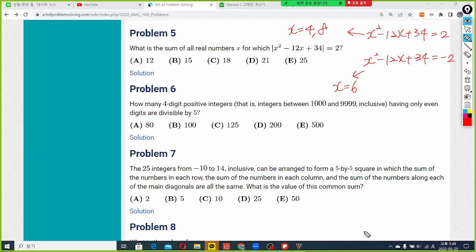So what's the sum of x values? I got 24 for some reason. Okay, because this one is kind of a double root, since it makes a perfect square. That's the trick actually. So only 6. So 4, 8, and 6 makes, so it becomes C.